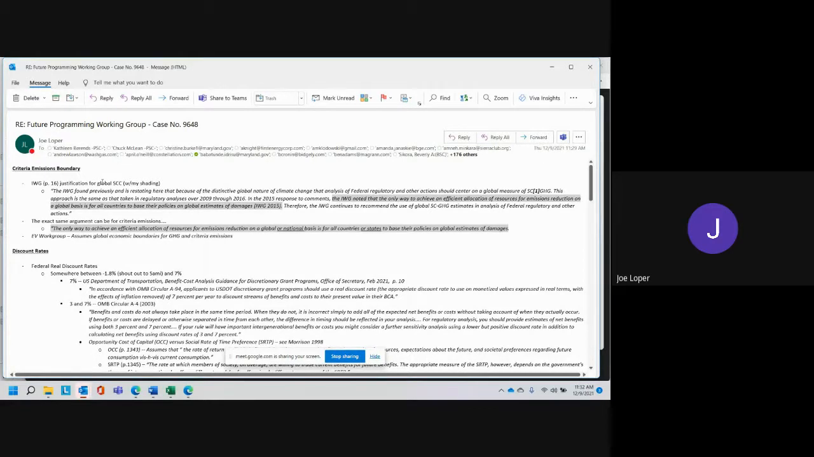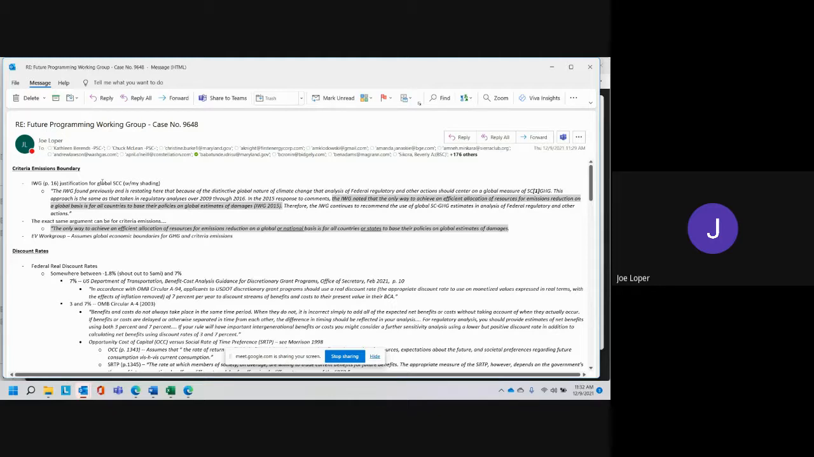This approach is the same as that taken in regulatory analyses over 2009 through 2016. So they're leaning on precedent. And in the 2015 response to comments, the IWG noted that the only way to achieve an efficient allocation of resources for emissions reductions on a global basis is for all countries to base their policies on global estimates of damages. Therefore, the IWG continues to recommend the use of global social cost GHG estimates in analysis of federal regulatory and other actions.